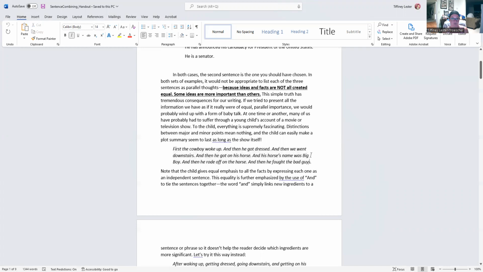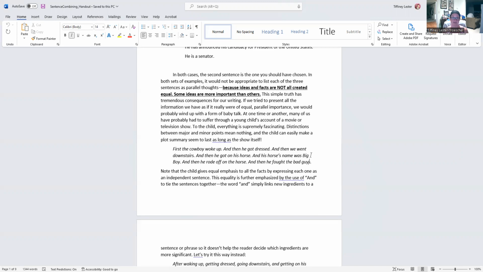Well, in a child's world, each of those things probably is equally important. But through an adult lens, we know that that's not true. And we don't want to present our own ideas in that manner because, again, it sounds kind of childlike. And we know better. We know that not every idea is equally important. And our reader knows that too. But if we don't structure things the right way, the reader won't know which ones are the most important.